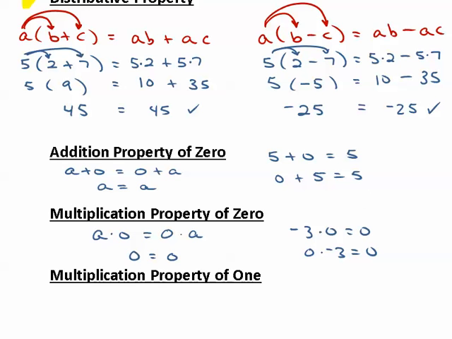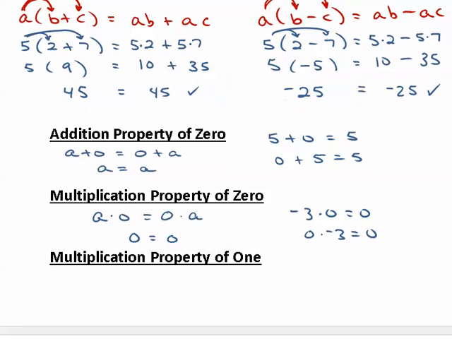So as an example, negative 3 times 0 would be equal to 0, and 0 times negative 3 is also 0. What about the multiplication property of 1? Well, if you multiply anything by 1, what happens? You get the same thing back. So a times 1 is still a, and 1 times a is also equal to a. So as an example, 4 times 1 is equal to 4, and 1 times 4 is also equal to 4.